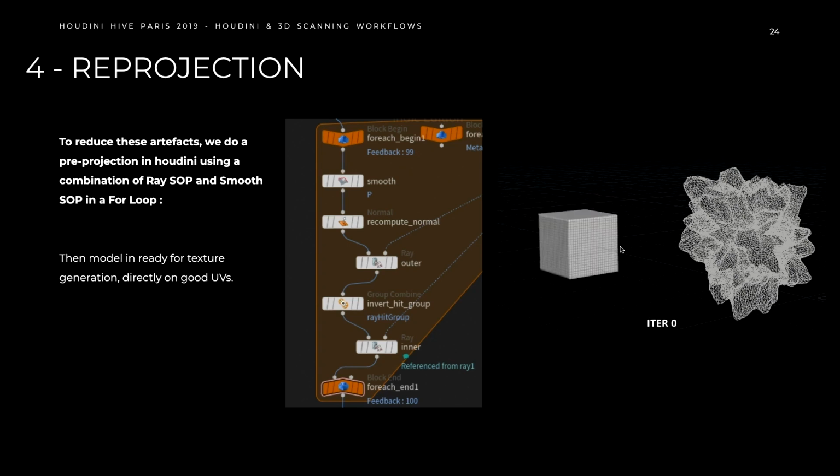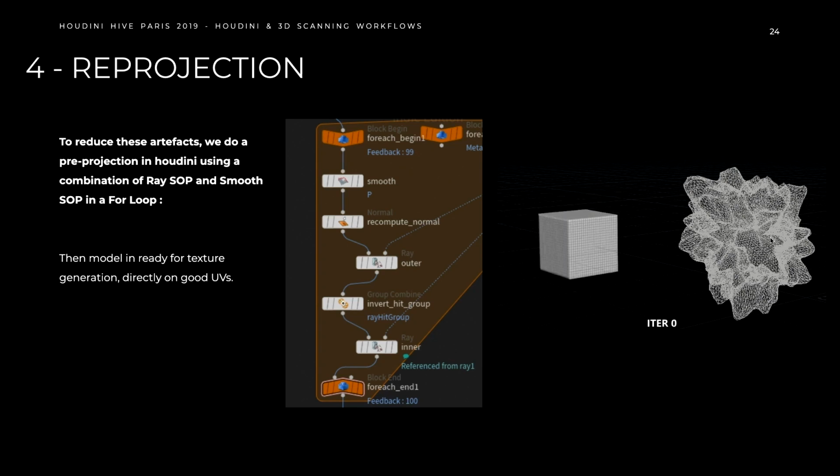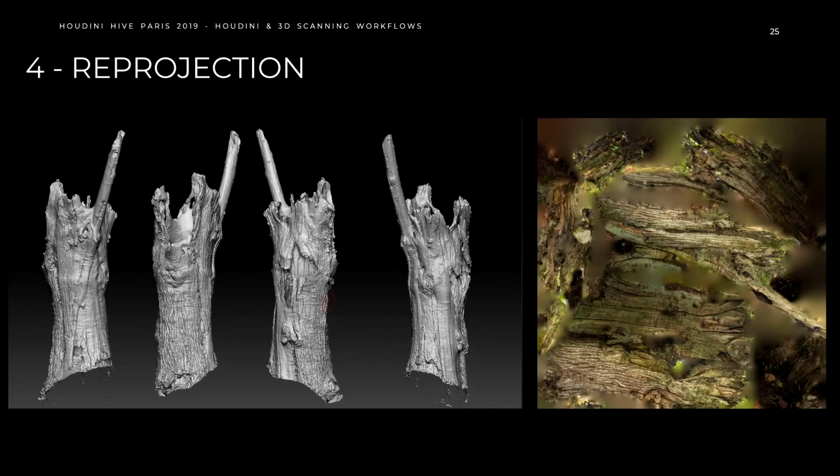I start from a box. I'm projecting onto the shape on the right. And you can see at each iteration it's smoothed, and so it's a bit more relaxed. You can also use Delta Mesh for that. Both will work. So I do like 3 or 4 subdivision levels inside of Houdini. Then I go in ZBrush for the last step of projection.